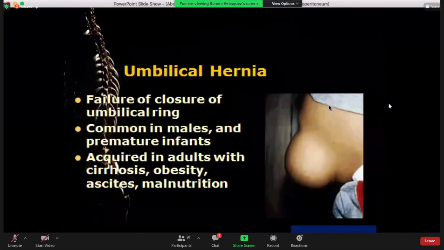And this is umbilical hernia. Most of these are acquired. For congenital umbilical hernias, it is failure of closure of the umbilical ring. So this is common in males and premature infants. Whereas for adults, like I said, this is an acquired condition, especially in those with cirrhosis, those who are obese, those who are malnourished, and those who have ascites.